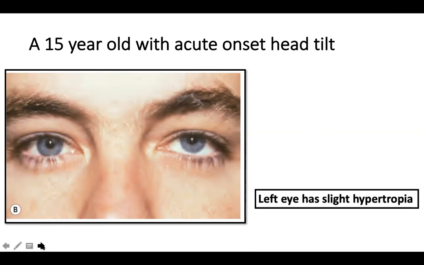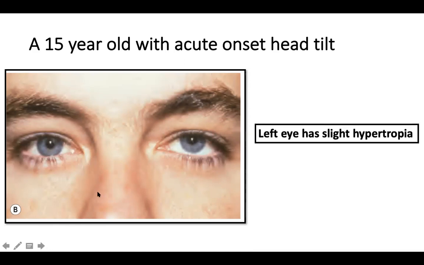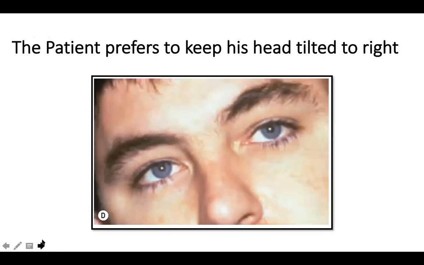So let us see again. So this left eye has a slight hypertropia. All of you can see this very clearly. And here, surprisingly, the patient prefers to keep the head tilted towards the right side. So there is a squint on the left eye, but he prefers to keep the head tilted toward the right side. And by keeping the head tilted toward the right side, his diplopia or the double vision is less. And as you can see here, even the degree of squint is less, or the squint becomes less prominent when he compensatorily keeps his head tilted towards the opposite side.